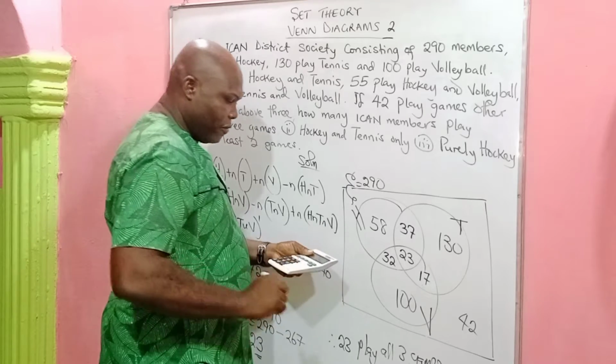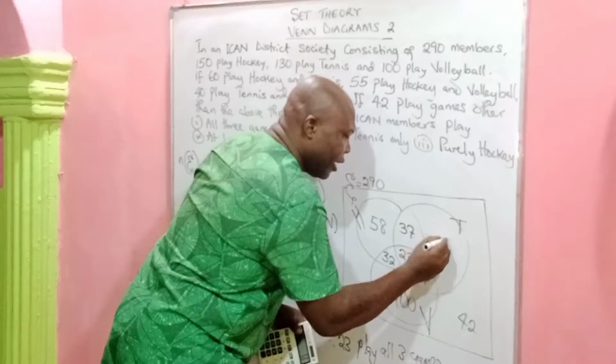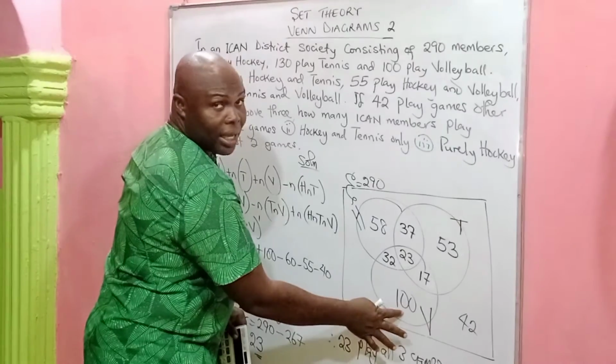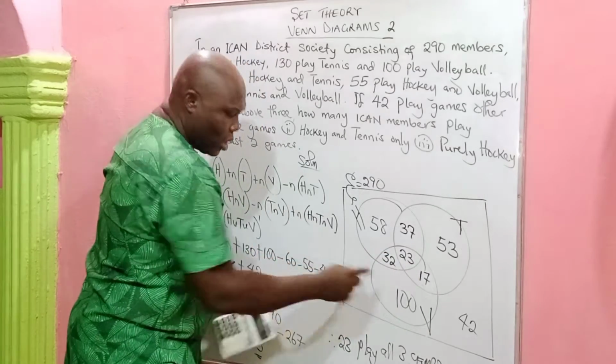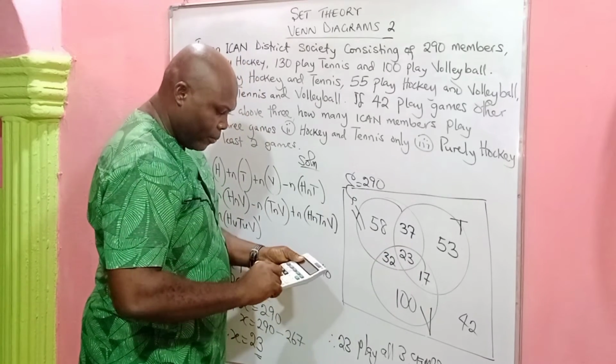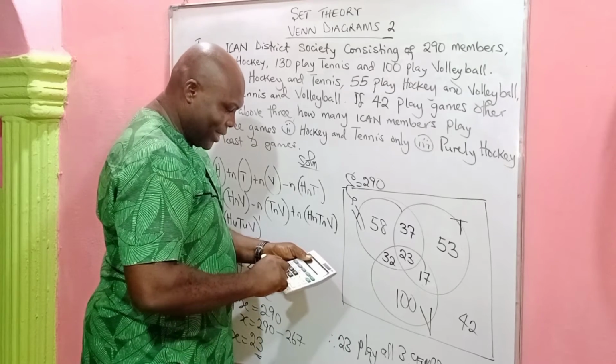And then for us to know what will be here purely, it will be 100 minus these three things that are eating into the circle. So we are going to have 100 minus 17 minus 23 minus 32, and we'll have 28. So here will be purely 28.